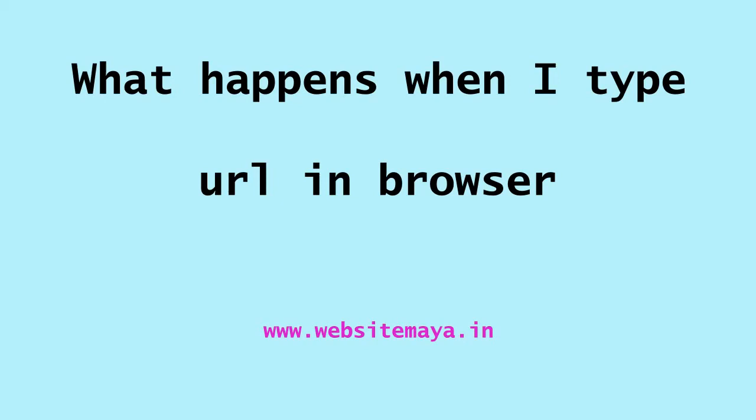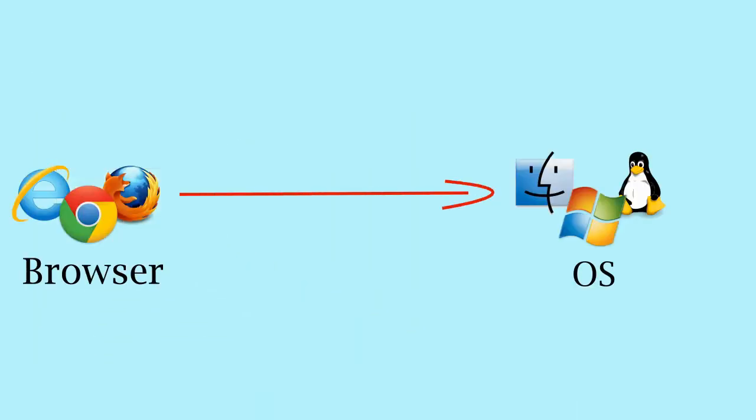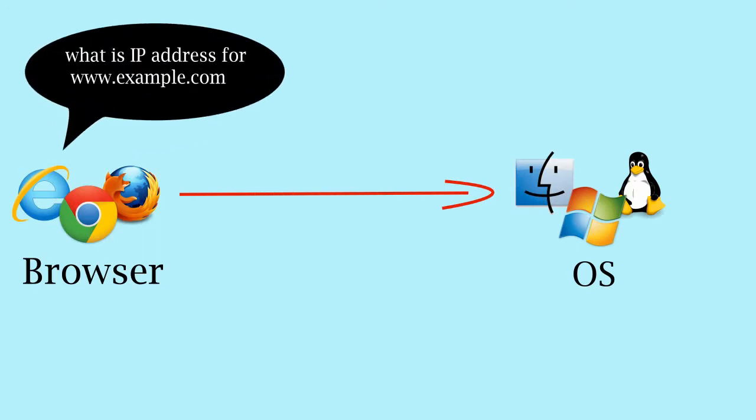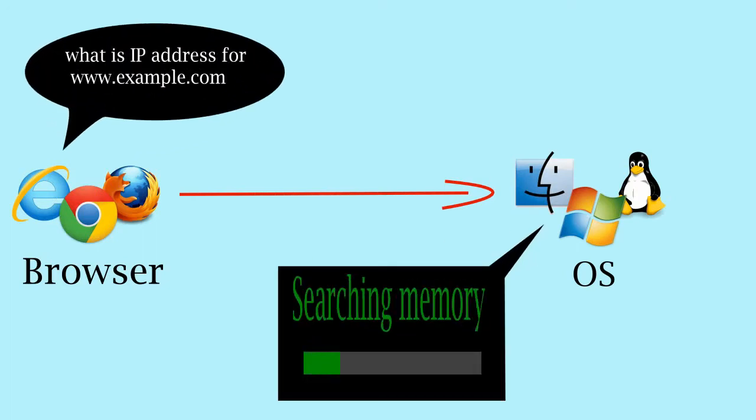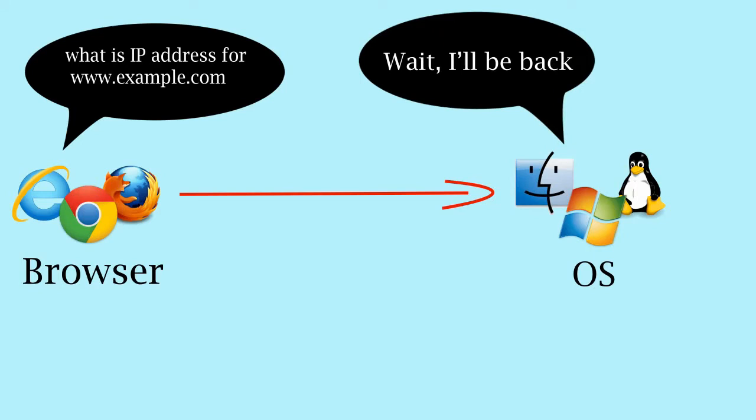What happens when I type a URL in a browser? When you type www.example.com, the browser asks your computer's OS, what is the IP address for www.example.com? If the OS has that IP address in its memory, or simply if it knows, it will tell.